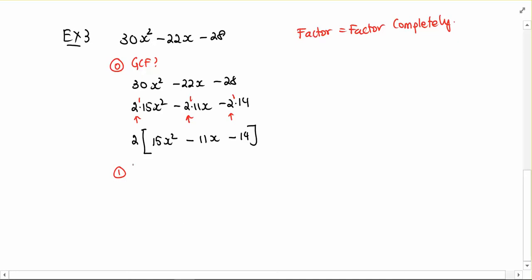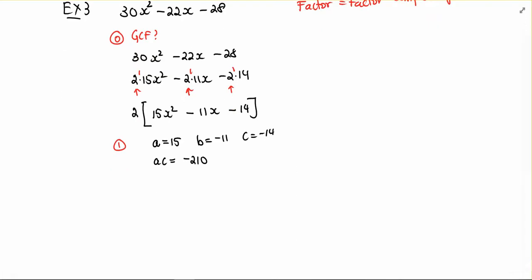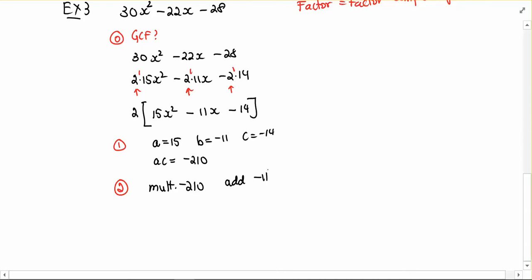So A, B, and C for me, and so AC is equal to 15 times 14, 15 times 14 negative, so that's negative 210. So really I'm looking for numbers now that multiply to negative 210, add to negative 11.